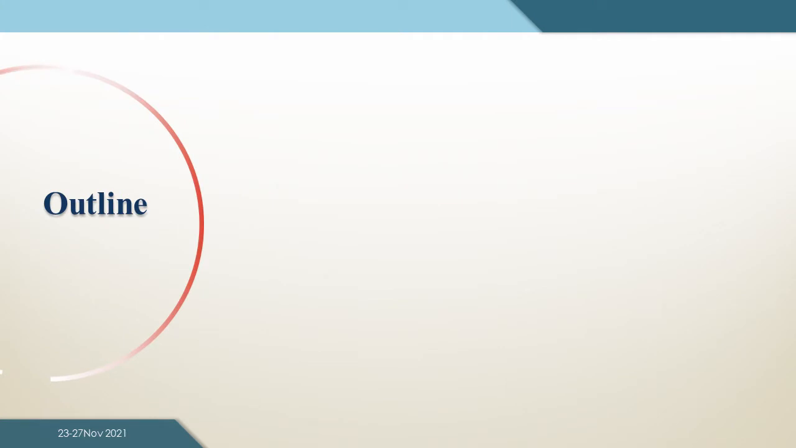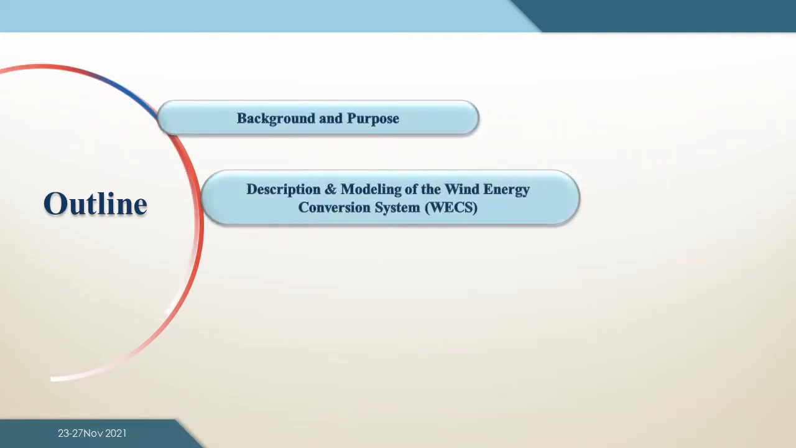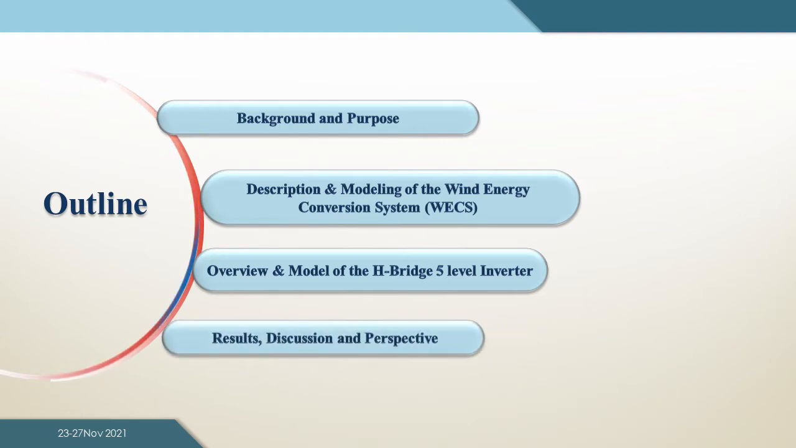The session has been drawn to 4 points in particular, which we'd like to outline to you briefly. So we're gonna start with background purposes, then we're gonna move to description and modeling of the wind energy conversion system. After that, we're gonna move to the overview and model of the H-Bridge 5-level inverter, and finally we're gonna present results, discuss them, and keep some perspective.